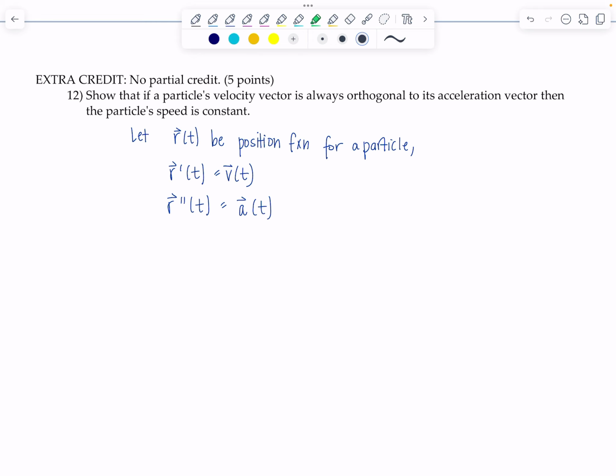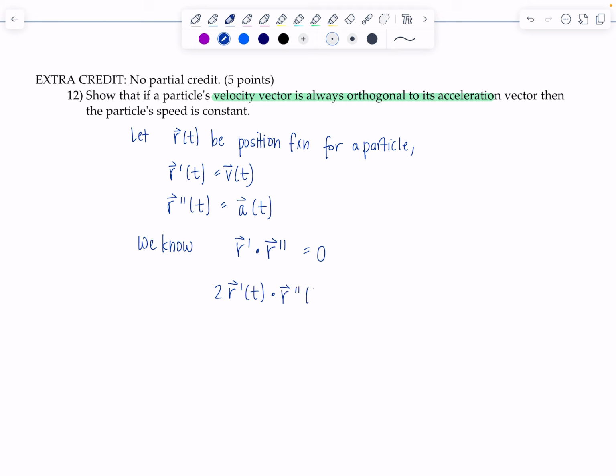So they told us to assume that the velocity is always orthogonal to the acceleration. So what that means is we know velocity and acceleration are always orthogonal, so their dot product must always be 0. If that's the case, then 2 times r prime of t dotted with r double prime of t would also be 0, right? I just doubled everything.